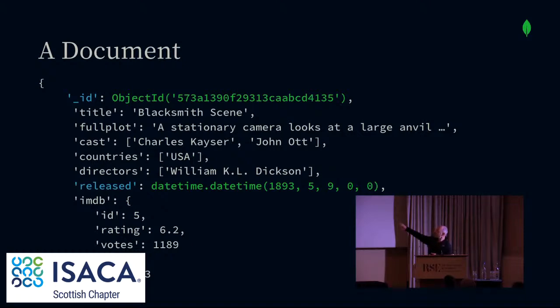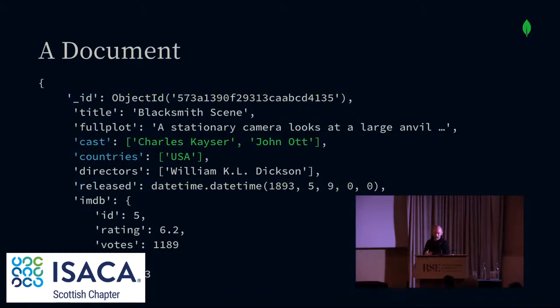And then we've got this released value, which is in here. This is a Python representation of it, but it's a native date timestamp type, which is very useful in a database, as you might imagine. This format is actually called BSON behind the scenes, but you will never see BSON data because it's a binary format that can't be read by humans.